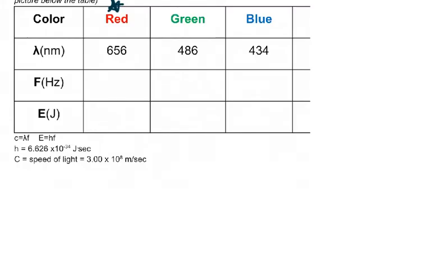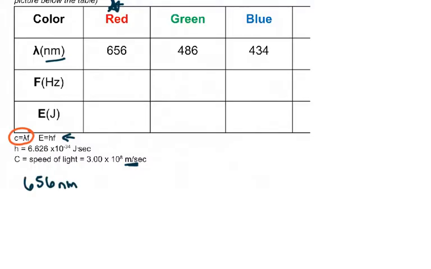It gave us wavelength. So in our two equations that are right here, wavelength only appears in this one. C equals wavelength times frequency. This C is the speed of light. So that's the equation I'm going to use first. However, my wavelength is given in nanometers and the speed of light is meters per second. So I need to convert my nanometers to meters.